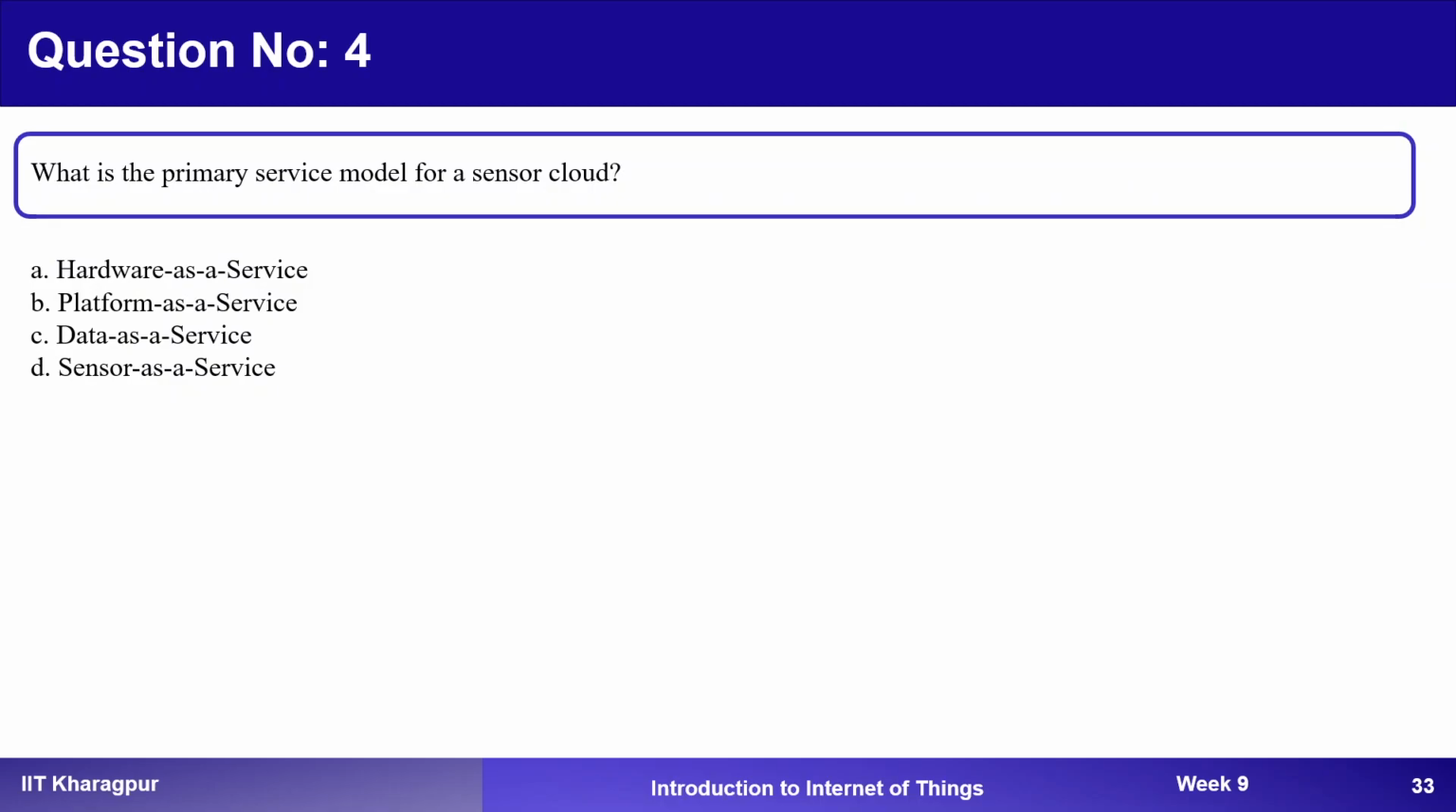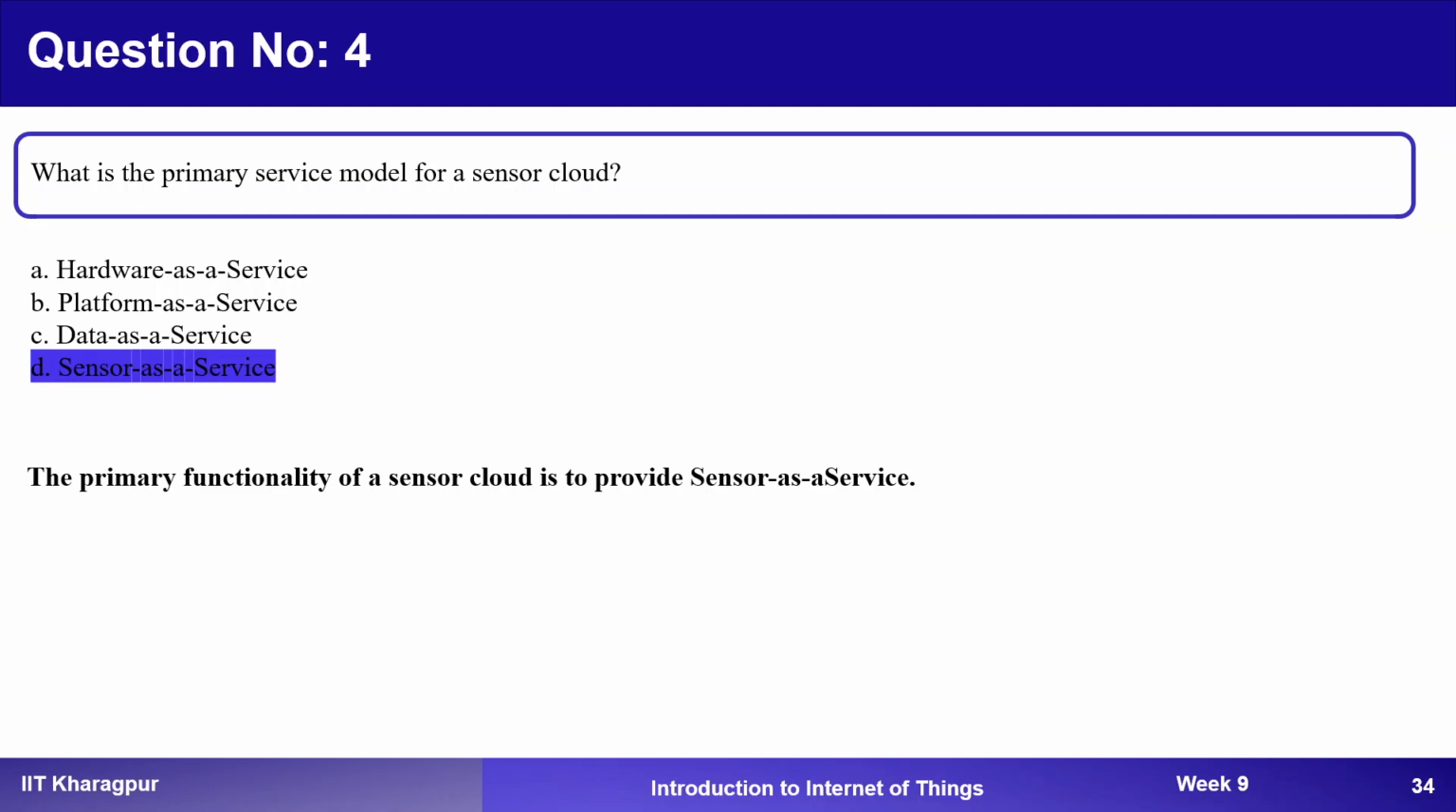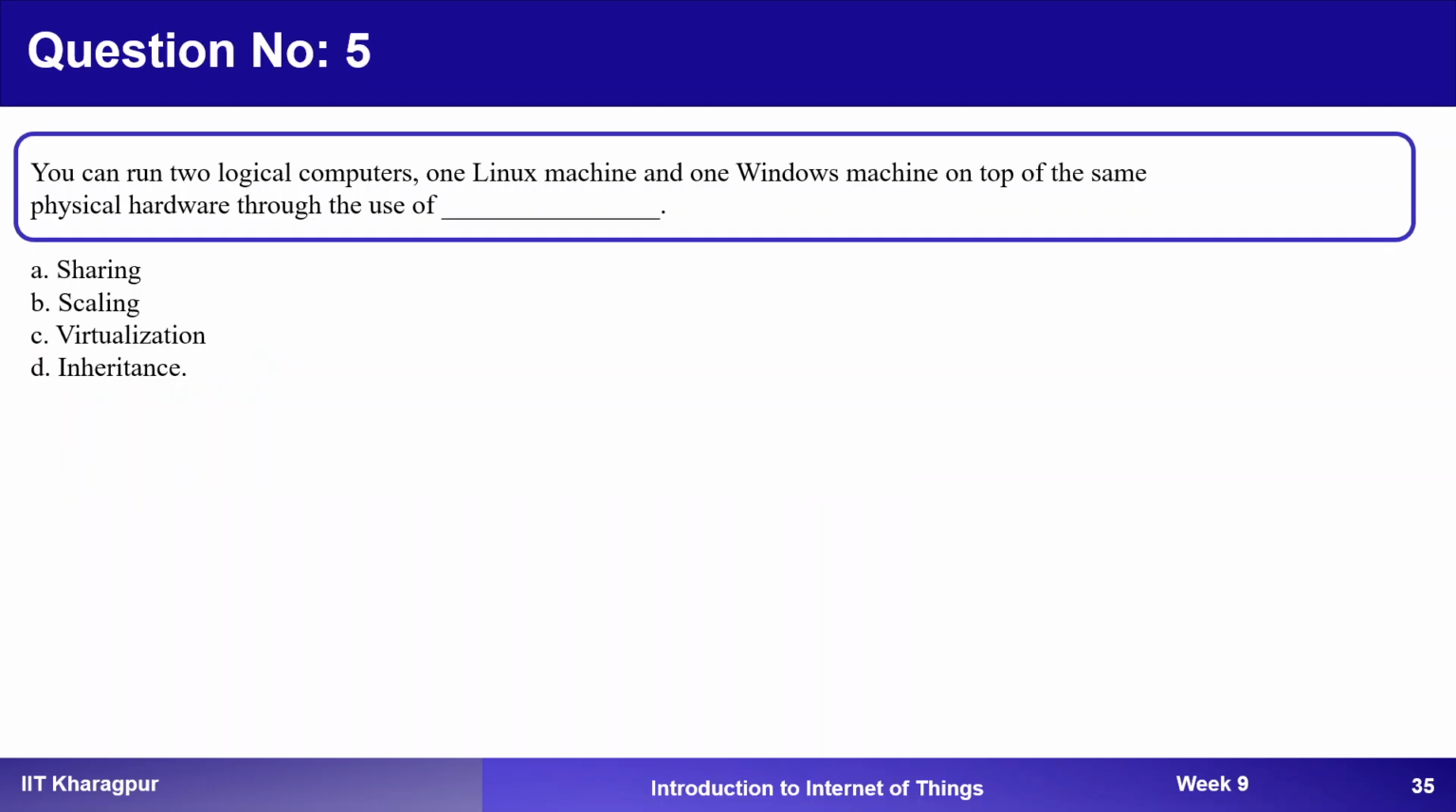Next question is, what is the primary service model for a sensor cloud? Options are hardware as a service, platform as a service, data as a service, and sensor as a service. The correct option for this question is sensor as a service. The primary functionality of sensor cloud is to provide sensor as a service.